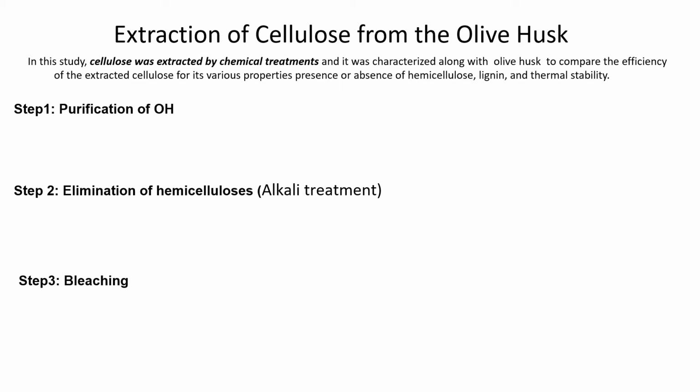The third and last step is bleaching. To remove the lignin, the residue is bleached with a solution composed of equal parts of sodium chlorite and acetate buffer. The bleaching treatment was performed at 120 degrees C for 2 hours under magnetic stirring and was repeated 4 times. After each treatment, the fibers were filtered and washed with distilled water. Like this, we obtained the cellulose from olive husk waste.